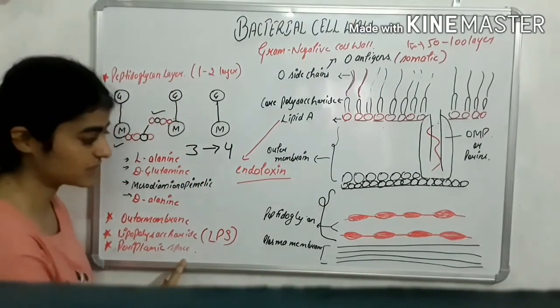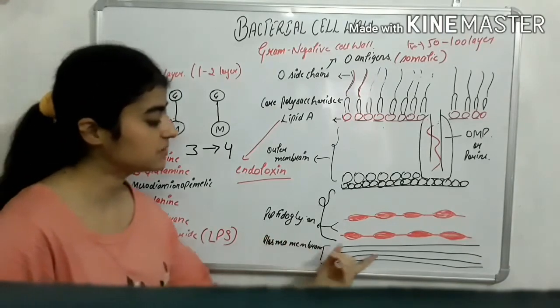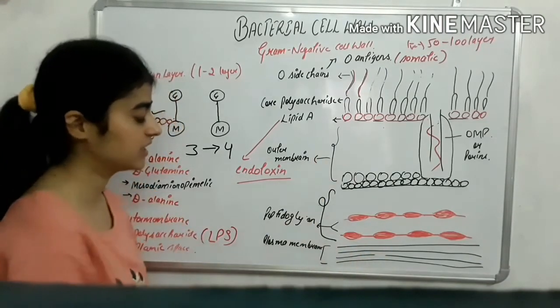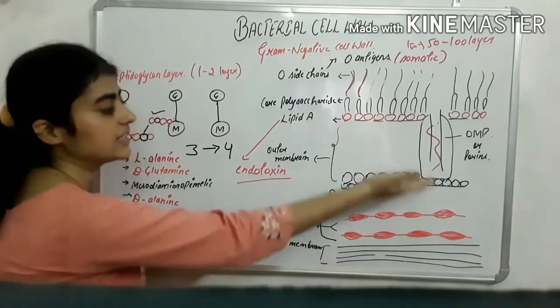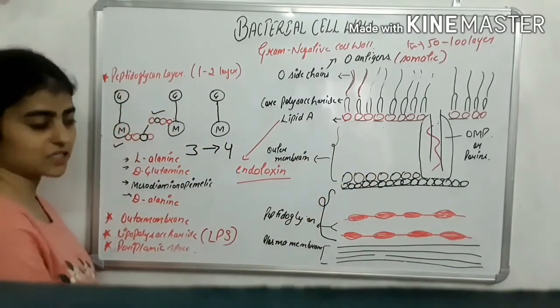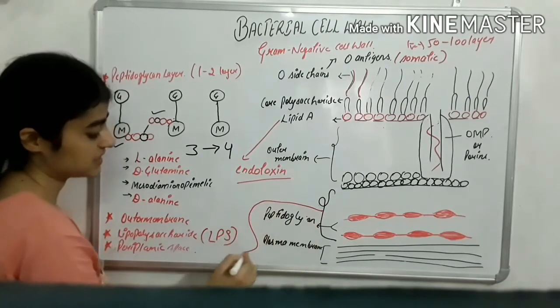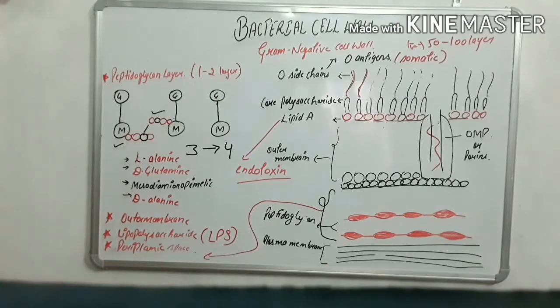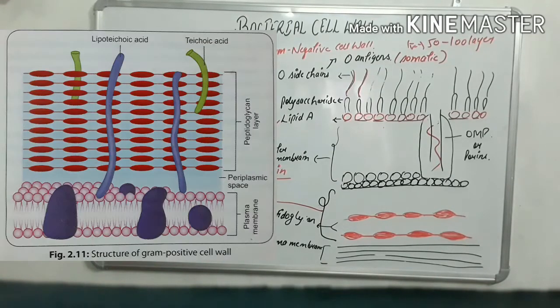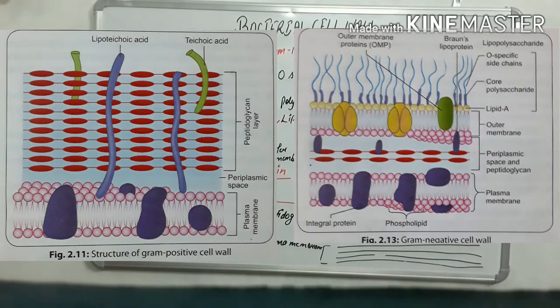Next one is the periplasmic space, the space that is present between the inner and the outer membrane. So this space that is present between the inner and the outer membrane is called the periplasmic space. Now you can see the images on the screen. First is the gram-positive cell wall and another one is the gram-negative cell wall.